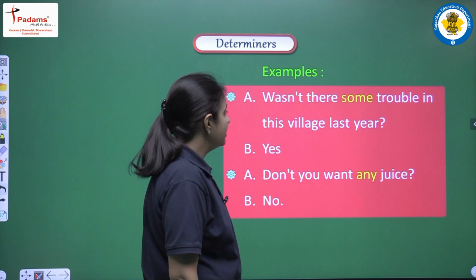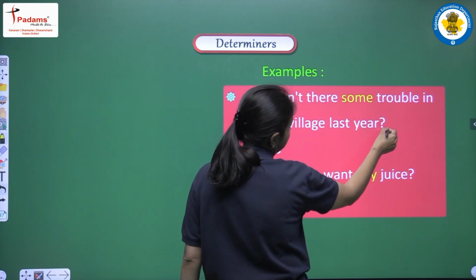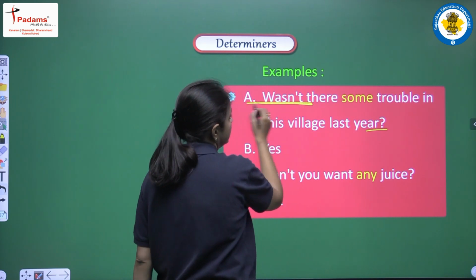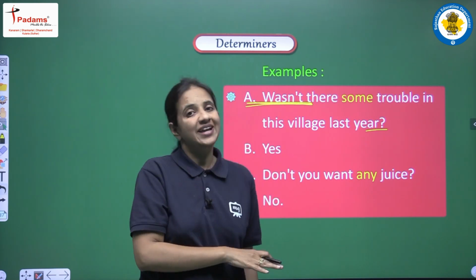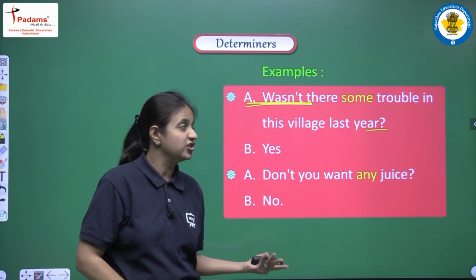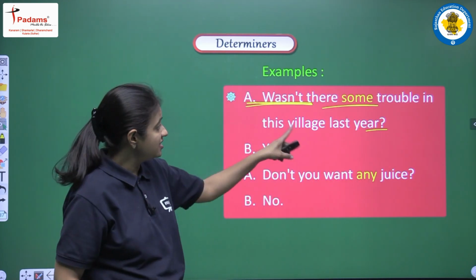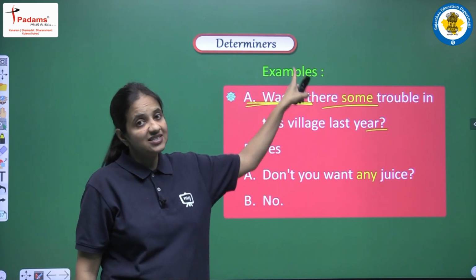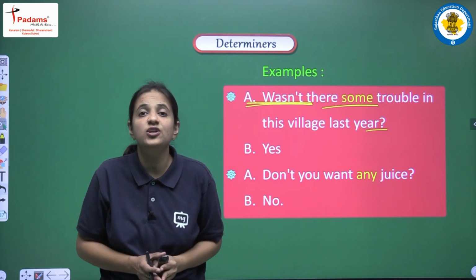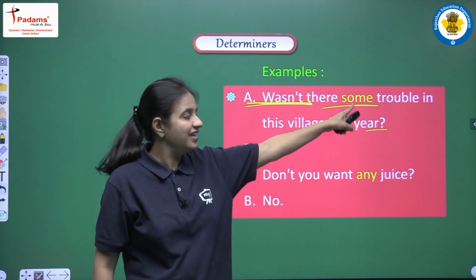Wasn't there some trouble in this village last year? So observe the structure very carefully. In the sentence at the end we are having a question mark, it means it is an interrogative sentence, and we are having wasn't, it means was not, so this is a negative sentence also. So this is the example of negative interrogative structure. And we are having some here, so it means the speaker knew that last year there was some trouble in the village, and this is the reason he is using some here, because he is expecting the answer in yes, because he knew that actually last year there was something wrong in the village.